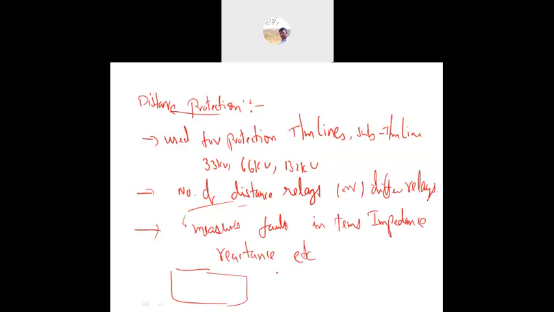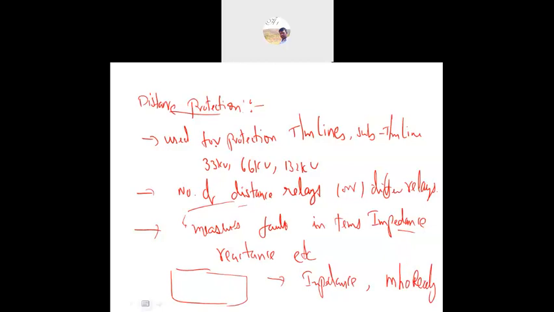The important types of impedance relays are the reactance and mho types. The impedance relay measures the line impedance between the fault and the relay. In this type of protection, we can easily find the fault location by using the impedance and reactance. So the types of relays we use in distance protection are the impedance relay and the mho relay.